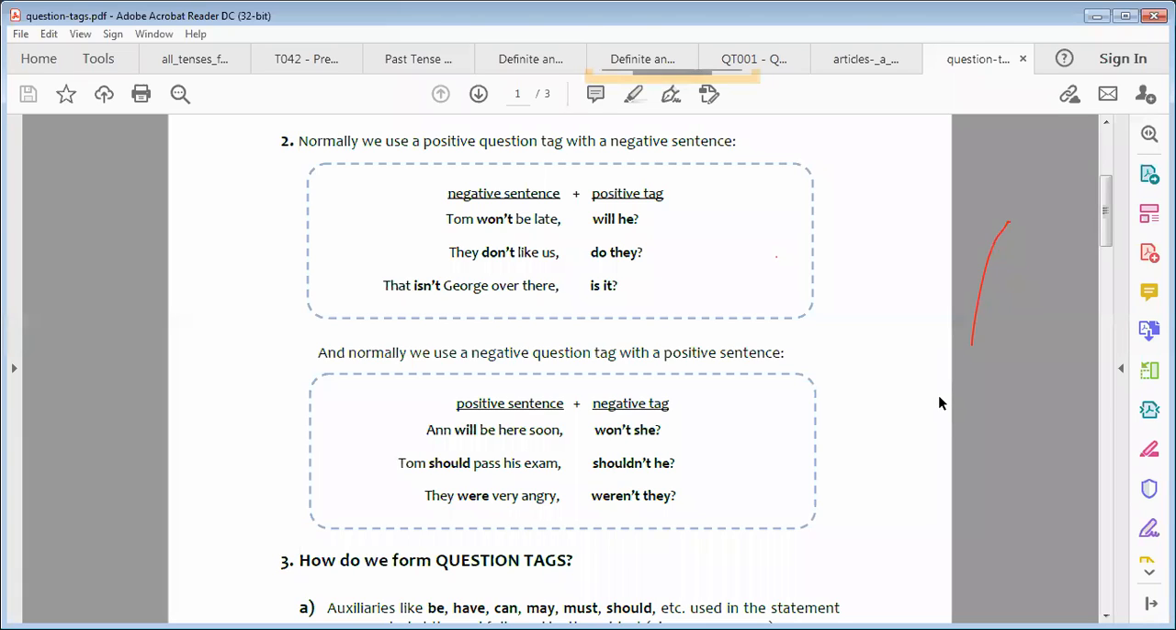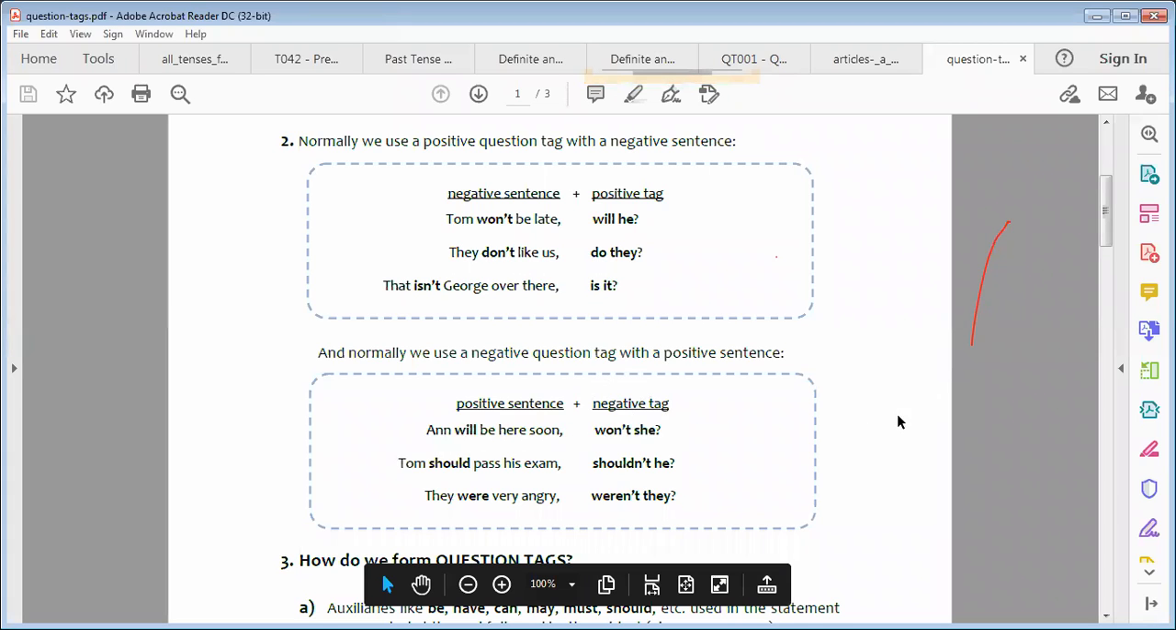Now if you observe carefully, what other things you notice about question tag? That there are peculiar punctuation marks used. What is the format of writing a question tag? You write the sentence, then you put a comma at the end, then you write the question tag, and then there is question mark. So punctuation marks you have to remember. Now if your tag is negative like this, won't she?